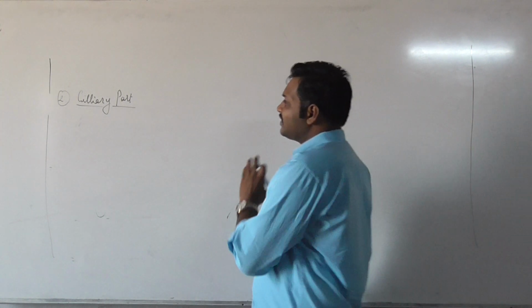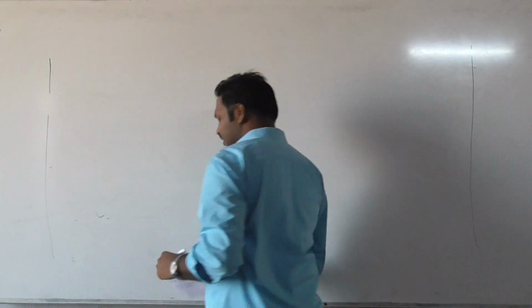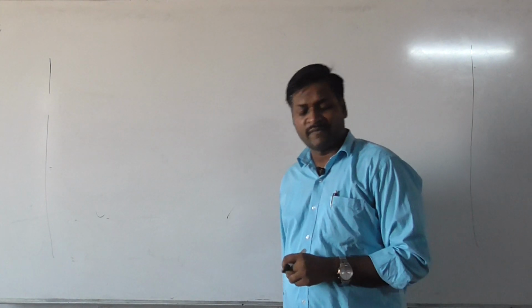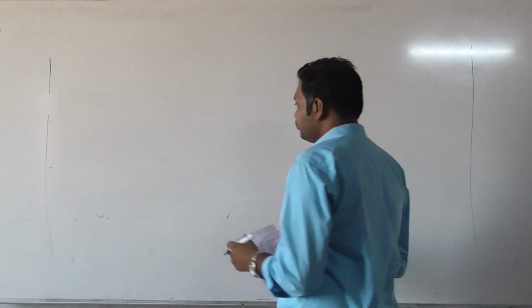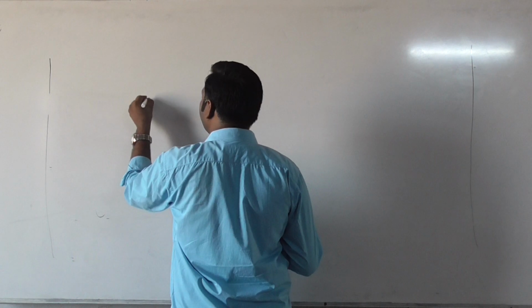Okay, so before we start with the ciliary part, let's see the diagram, which represents the different structures under the structure of retina. Here we draw the diagram. We just have to draw this diagram in your notebook.